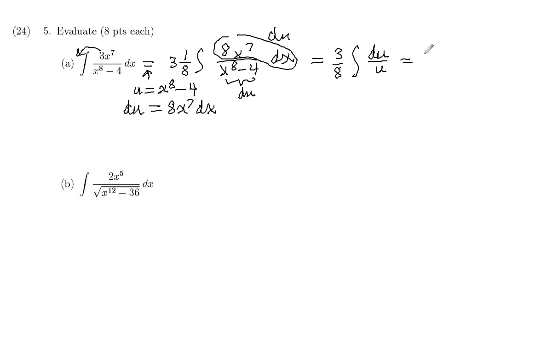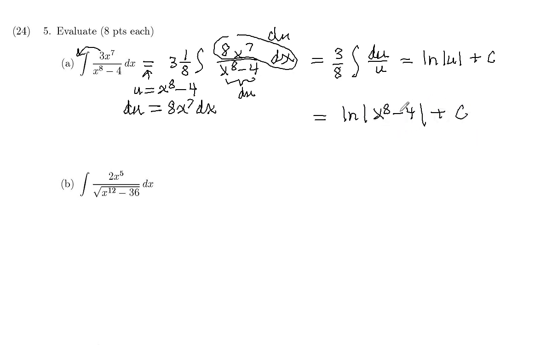That's just going to be natural log of absolute u, from our study guide, and then plus a constant. And then don't forget to change back to x's. So now we just have to plug back in our u substitution, x to the 8th minus 4. So natural log of the absolute value of x to the 8th minus 4, and then plus c. Don't forget your constant of integration.